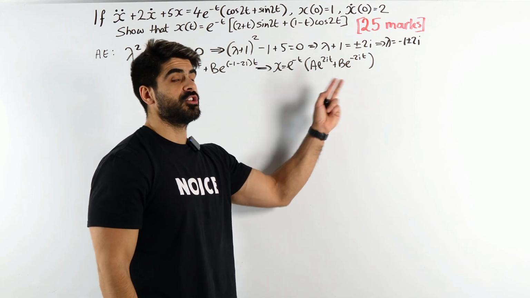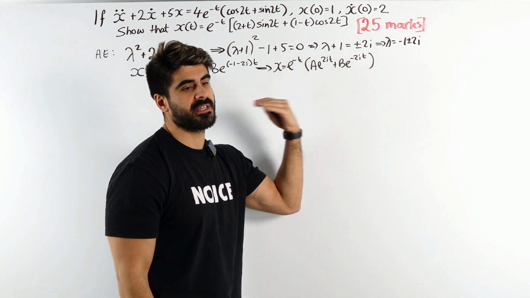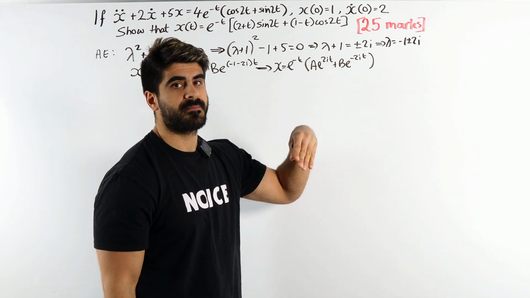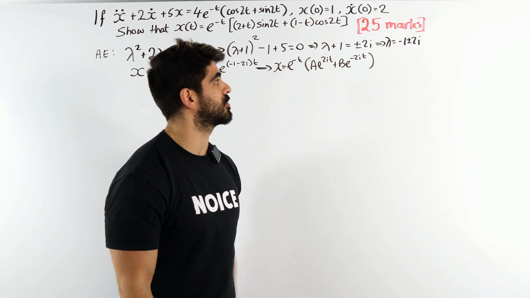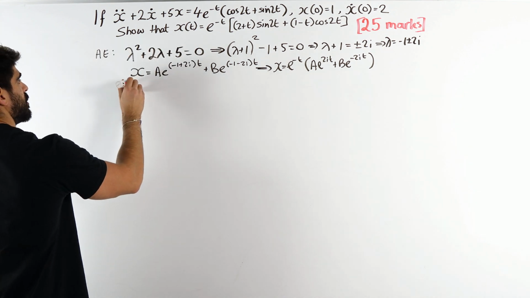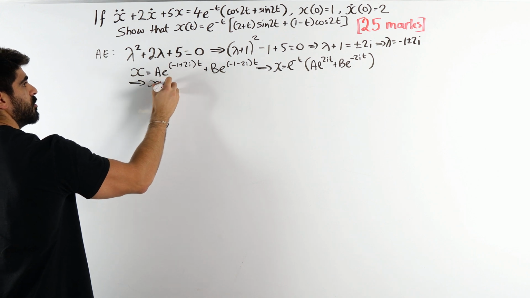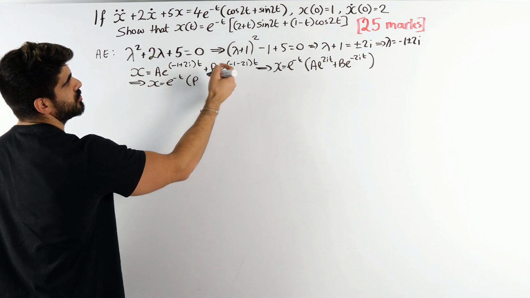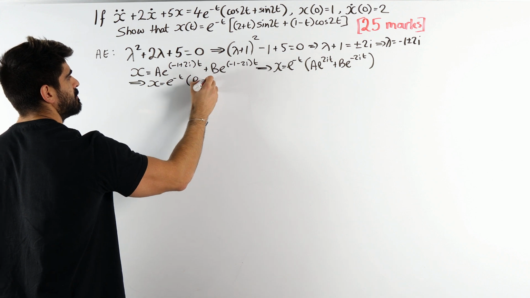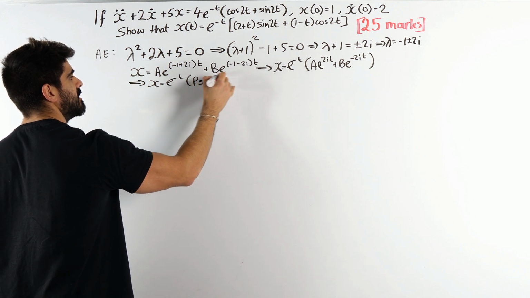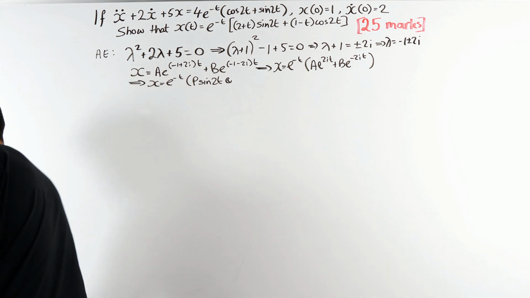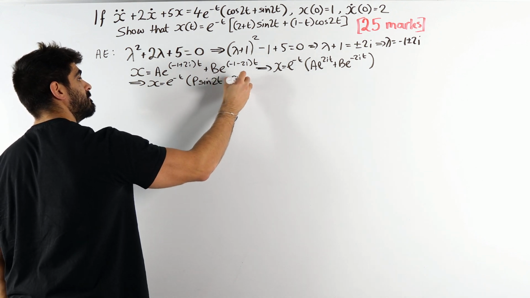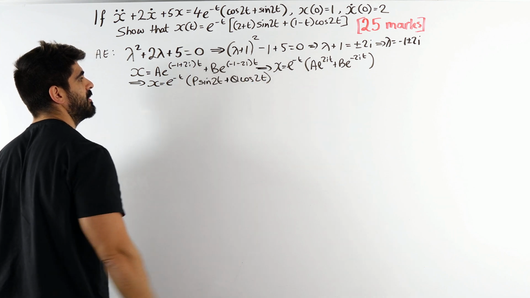And from here, you don't need to show this bit. You don't need to use e to the i theta is cos plus i sine. You don't need to use that. We can go straight from here into our P and Q linear combination of sine and cos. Okay. So far I have x equals e to the minus t, P, okay, I'll do sine first then, P sine 2t plus q cos 2t. Okay. And this is the easy bit of the question.